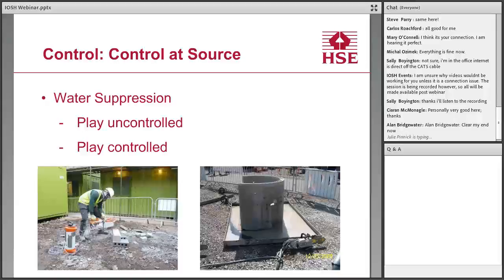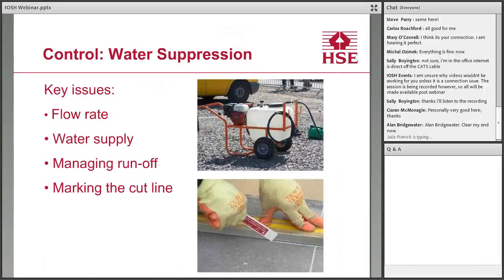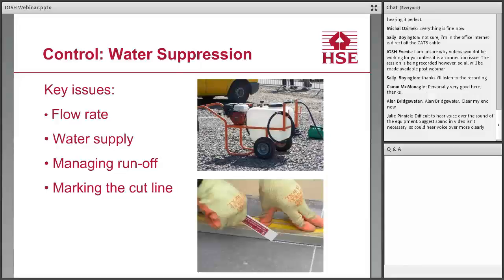Just want to cover a few practical issues associated with it. Flow rate, we say for water bottles, for example, is about 0.5 litres per minute. Anything under that, you start to not control things properly. Over that, you're not getting any extra benefit. All you're doing is making more slurry and emptying the water container quicker.